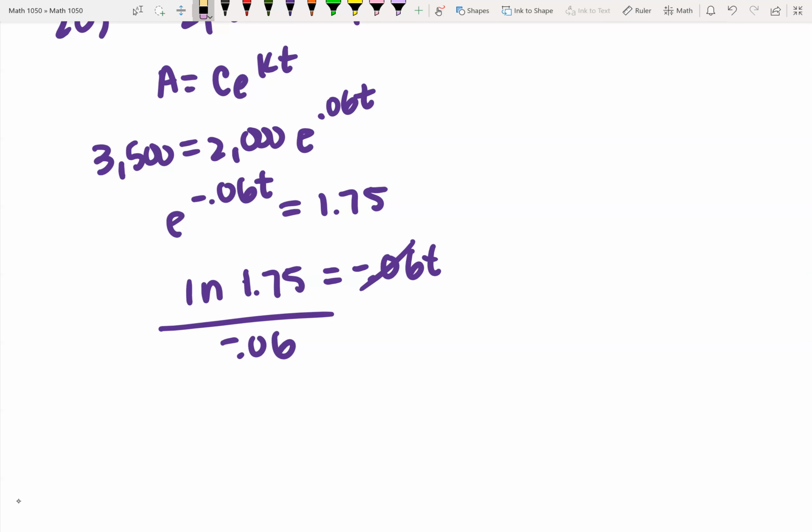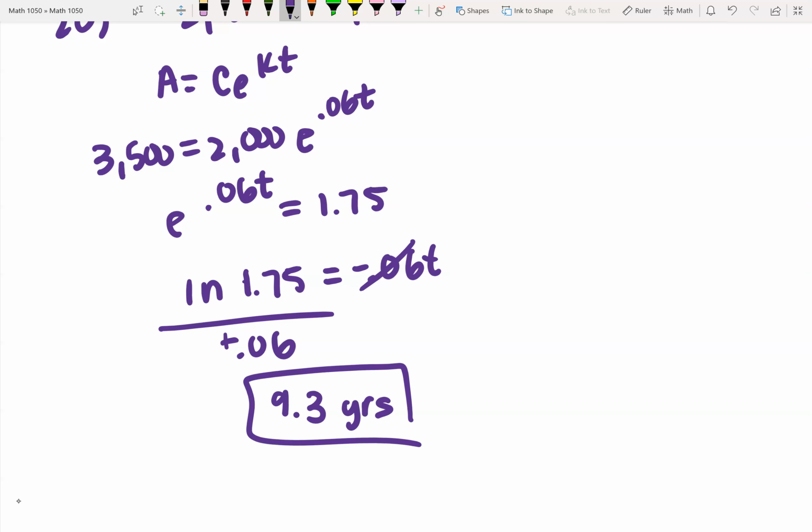Well, what I did is I put this negative right there. So that should not be a negative. It should just be a positive. So I'm dividing by a positive. And now I get ln 1.75, close it off, divided by 0.06, hit enter, and I get, to the nearest tenth, 9.3, and that would be years.